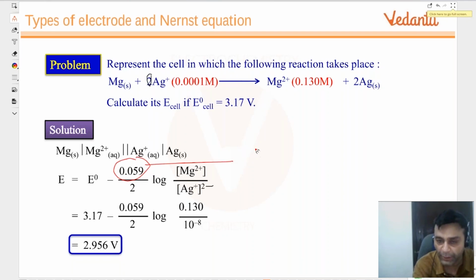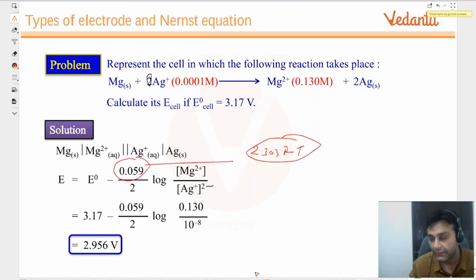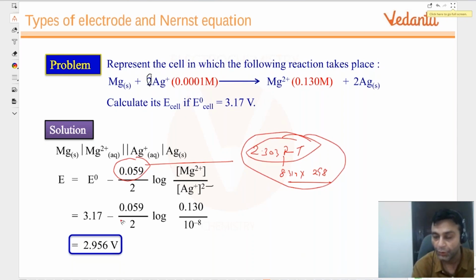Okay. I told you this value is basically 2.303 RT. The multiplication of all this is 0.059. Is that clear? If I multiply here with the 2.303, R value is 8.314 and temperature is 298 Kelvin. If I multiply all these values, it will come out to be 0.0591, 591, more appropriate. Okay.